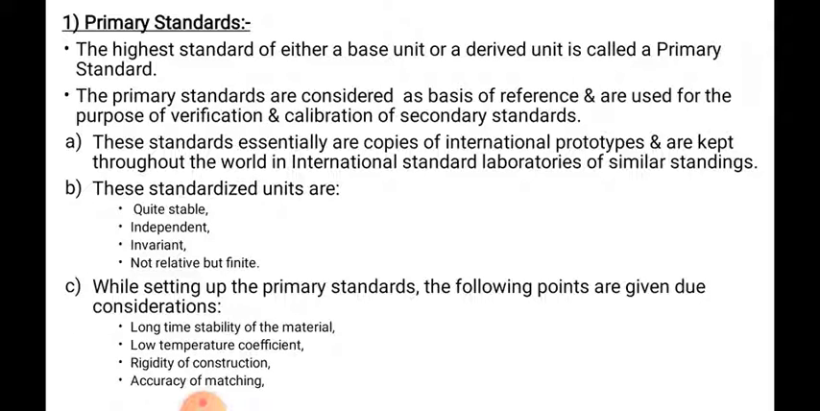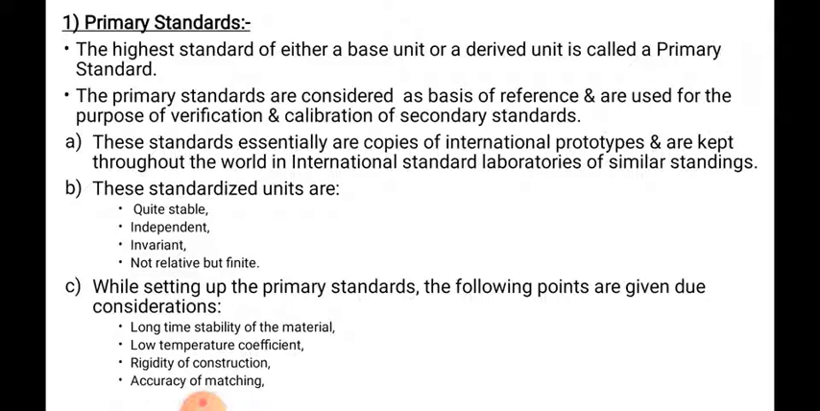And in order to prevent that, all the standards are manufactured using platinum and iridium alloy. So while setting up the primary standard, the following points are given consideration: long time stability of the material, low temperature coefficient, rigidity of construction, accuracy of matching. These points are to be considered while manufacturing the primary standard.